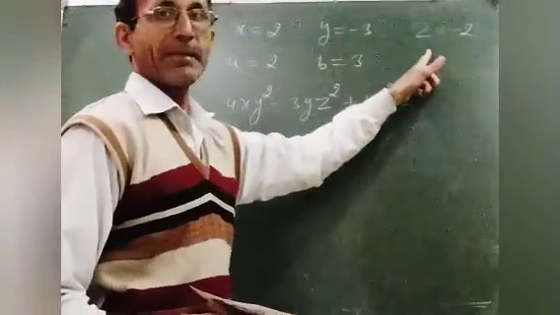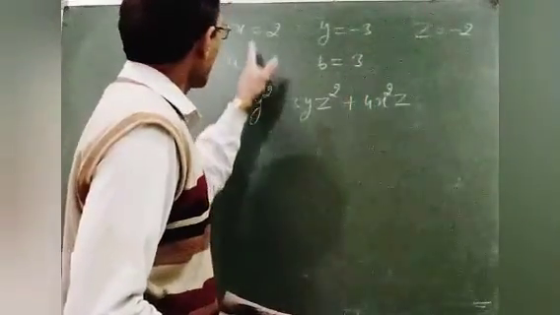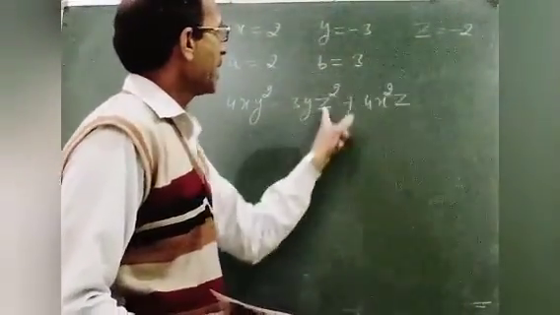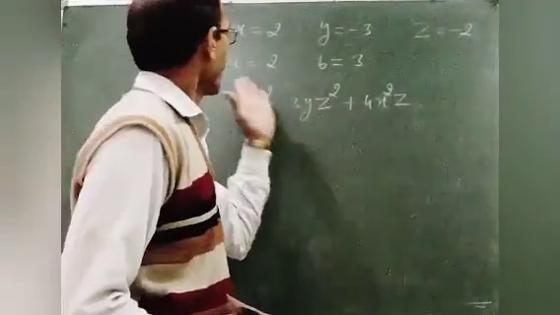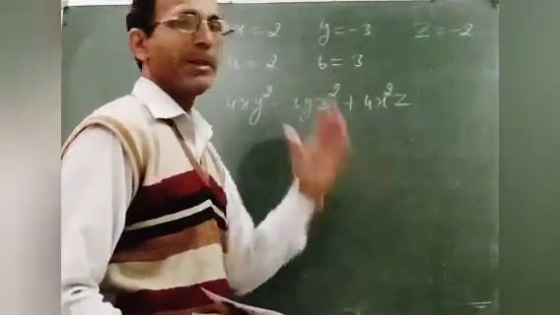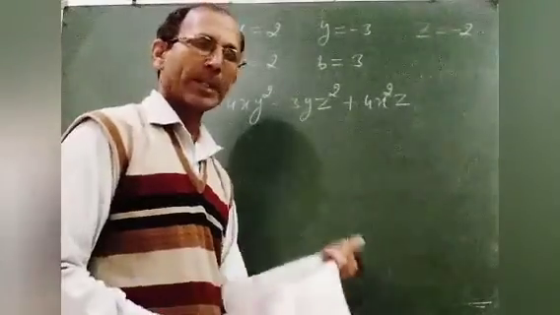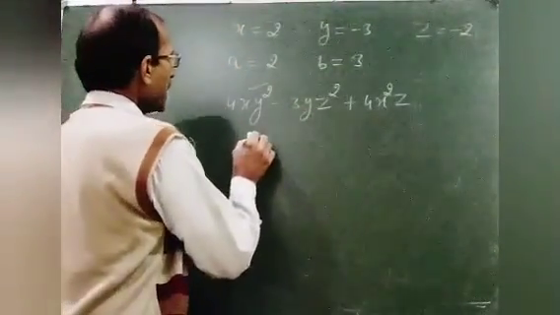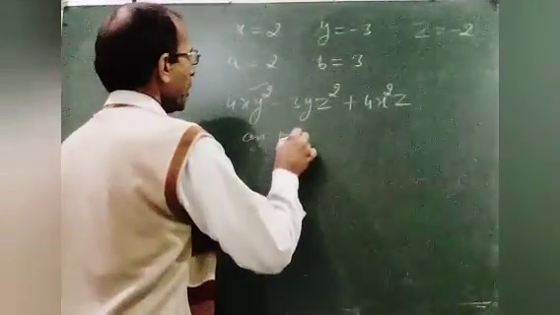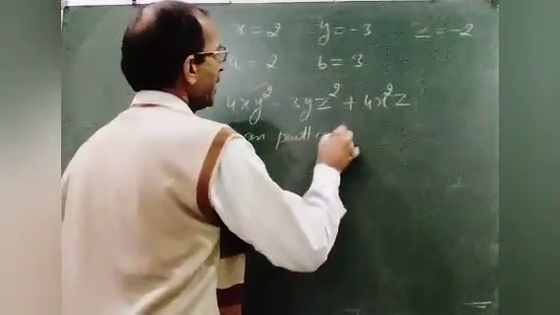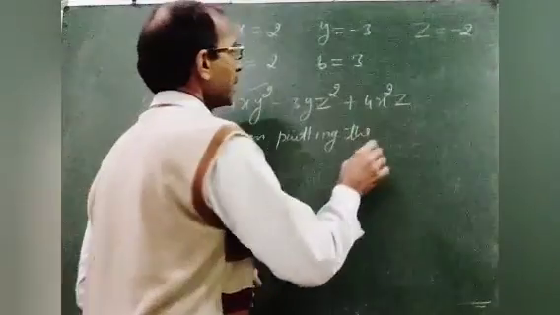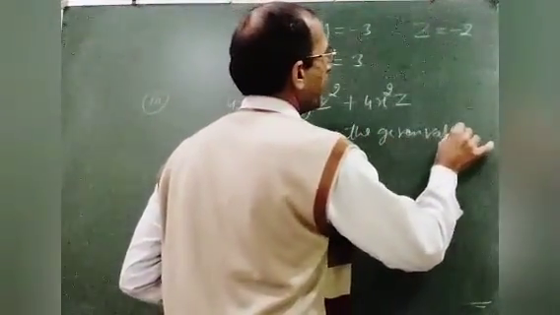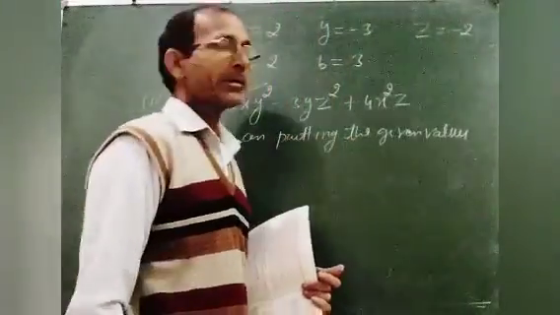Now the values are given. Where is x? We have to put 2. Where is y? We have to put minus 3. Where is z? We have to put minus 2. Where is a? We have to put 2. Where is b? We have to put 3. Now solution. On putting the given values.